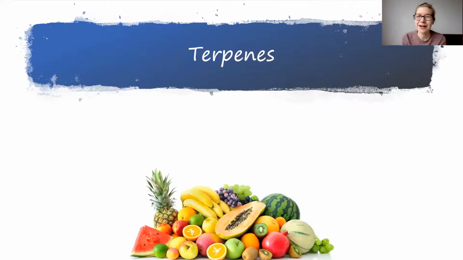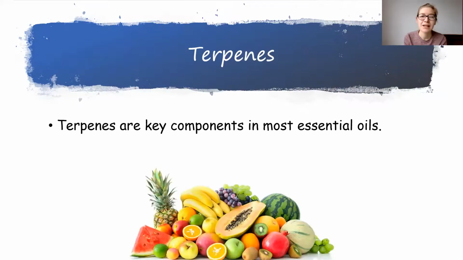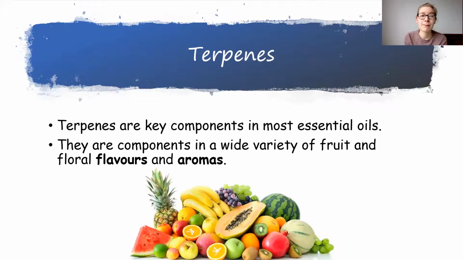Okay, so what are terpenes? So just a couple of slides ago, we discovered that essential oils are made of a mixture of organic compounds, and one of the key organic compounds is a terpene. So terpenes are key components in most essential oils. They are components in a wide variety of fruit and floral flavors and aromas.